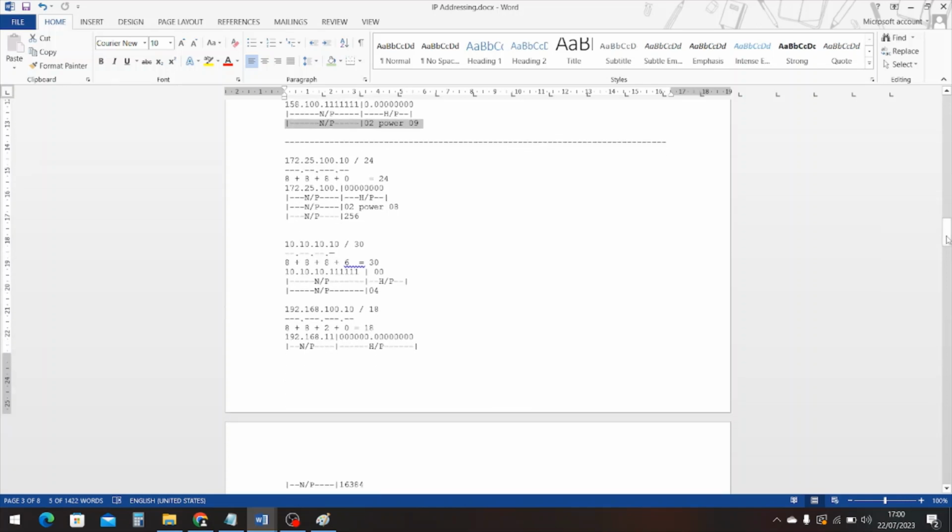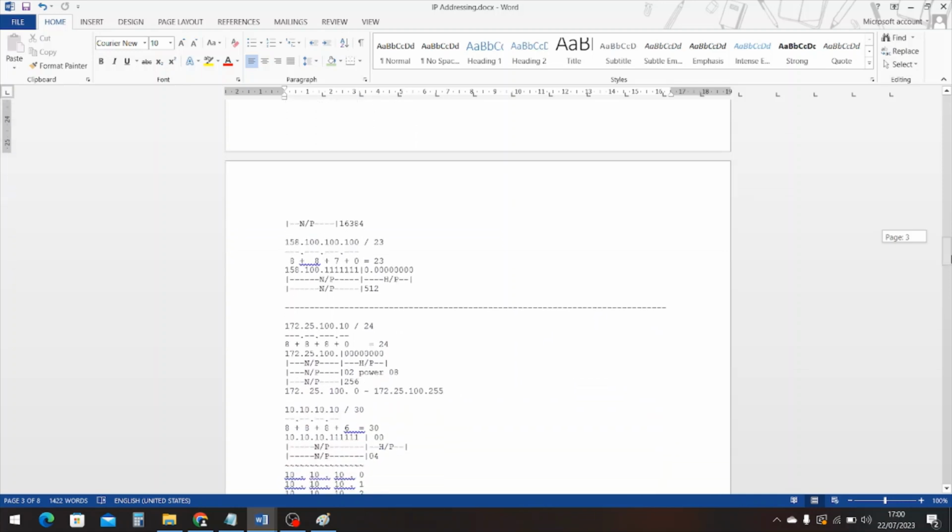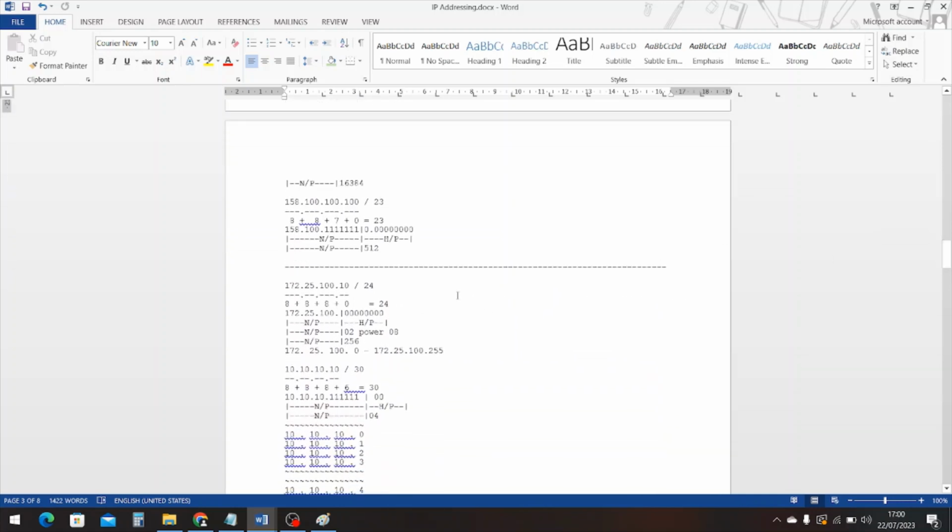So 4 steps completed. Then 2 to the power value, 2 to the power 8. Then that value is the next step. 2 to the power 8 is 256. Here comes 4. After that comes 16384. /23 gives 512. Calculate and see.